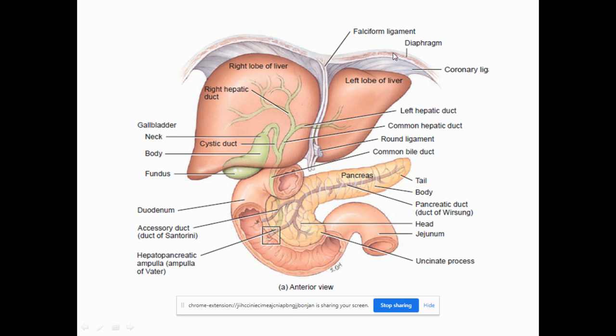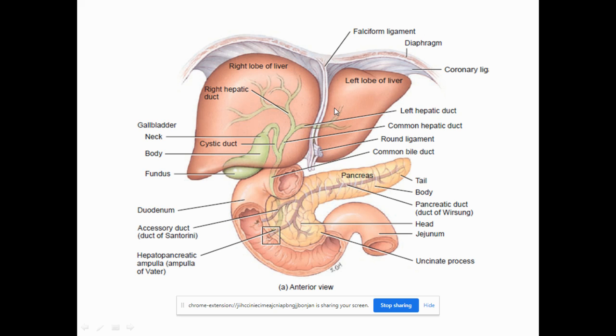You can see it is below the diaphragm, and it is hanging from the right and the left coronary ligament. This is the left coronary ligament, and this is the right coronary ligament. From the diaphragm, the falciform ligament is coming down and dividing the liver into right and left. It is also held in position by hanging from the right and left coronary ligaments.